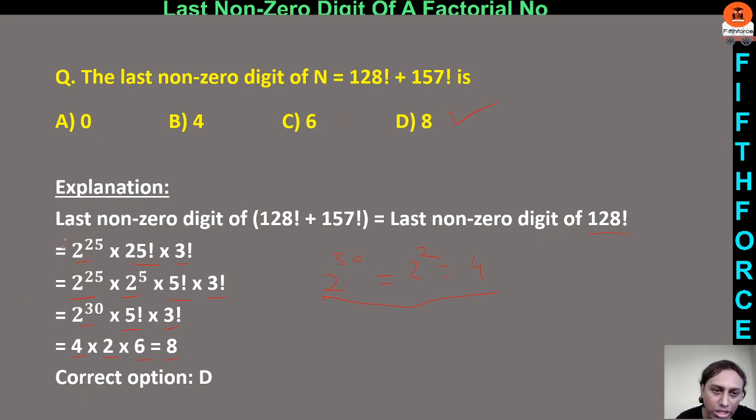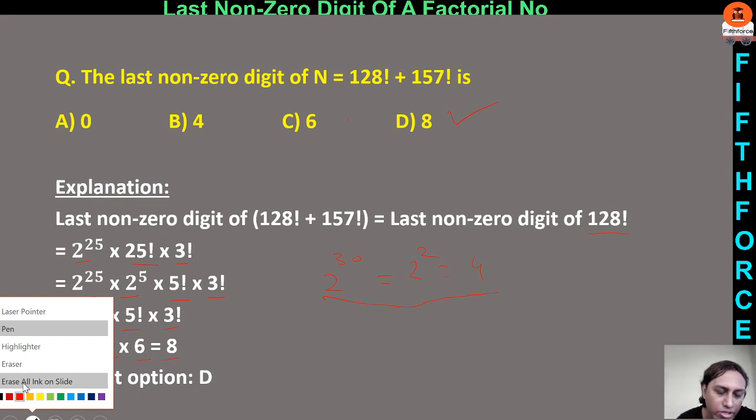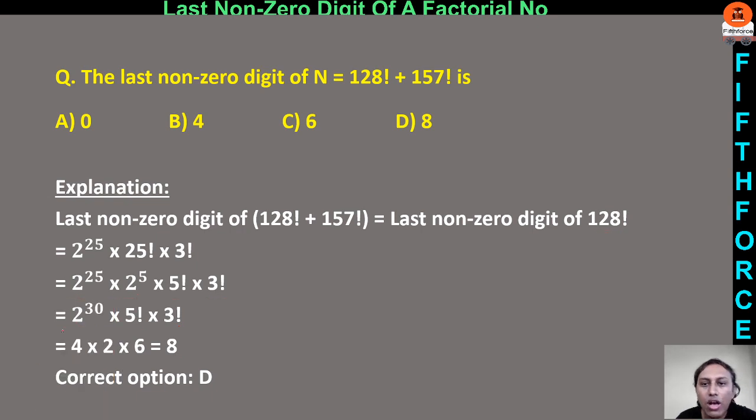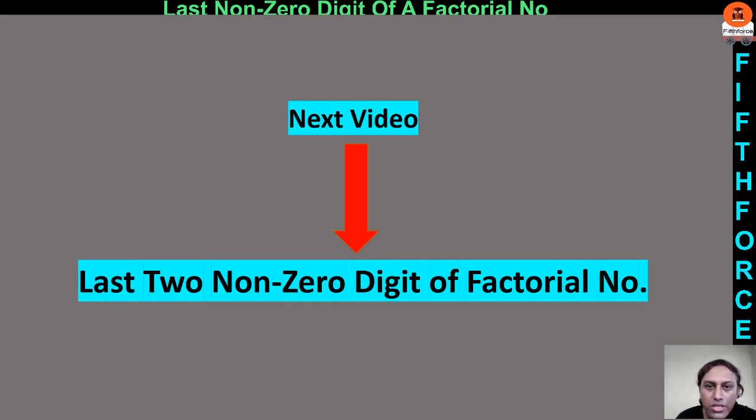Alright. So now we know how to find out the rightmost non-zero digit of any factorial. So our next video, which will be uploaded tomorrow, that is 6 June, would be on last 2 digit of factorial number, last 2 non-zero digit. We learn last non-zero digit. Next one would be last 2 non-zero digit.